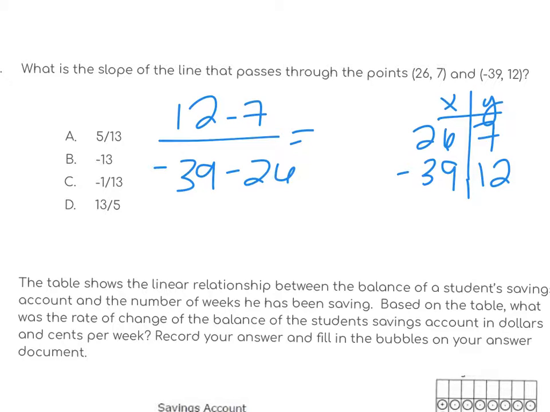I could put this whole thing in the calculator. Control divide, put the whole thing in there, hit enter. It's going to give me a fraction unless you do control enter. Then you get a decimal.